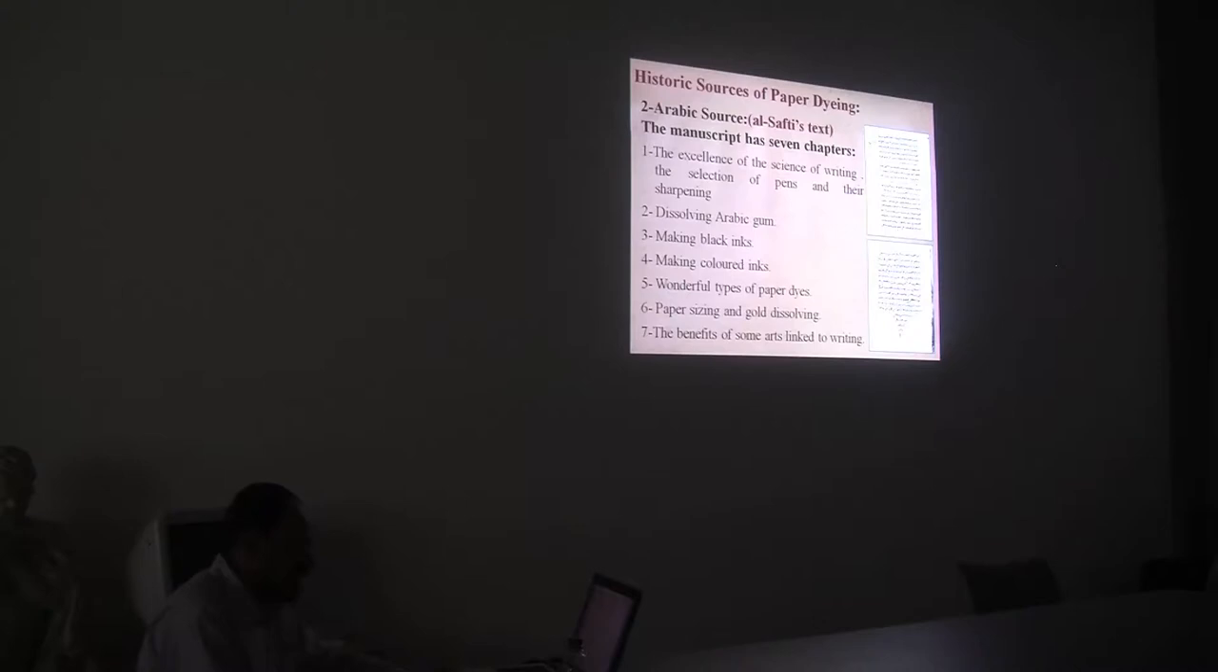The second is about dissolving the Arabic gum. The third is about making black inks. The fourth chapter is about making colored inks. The fifth chapter is about wonderful types of paper dyes. The sixth chapter is about paper sizing and gold dissolving. The last one, the seventh chapter, is about benefits of some arts linked to writing.